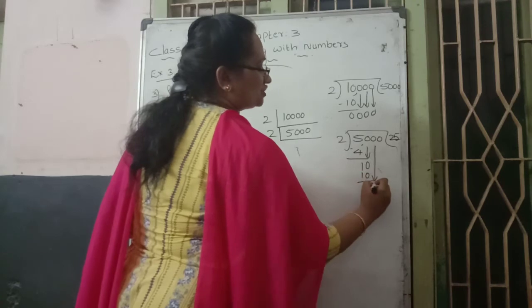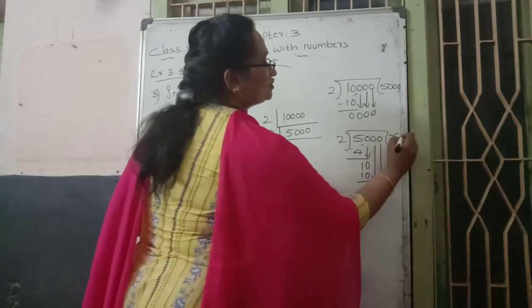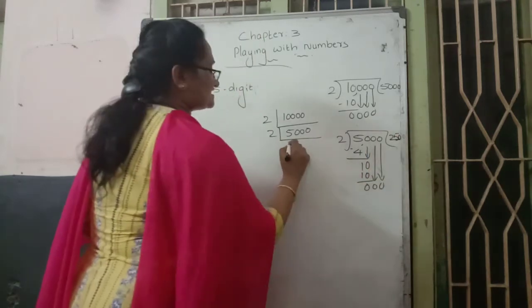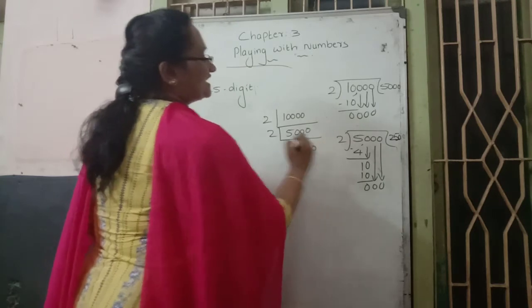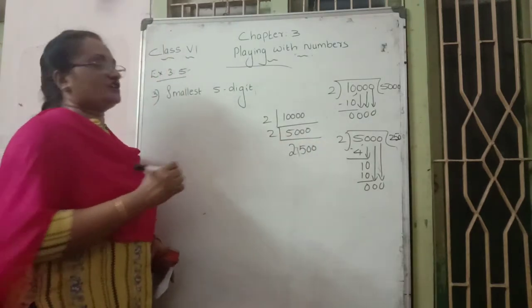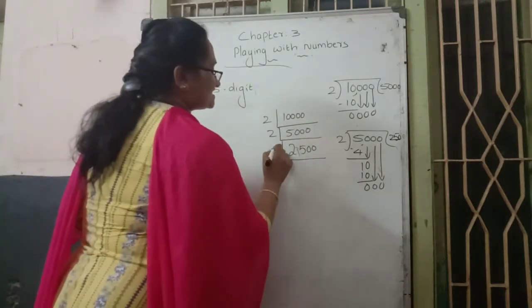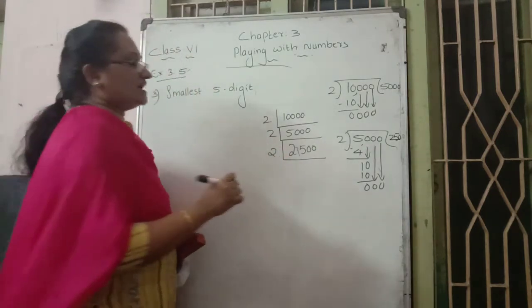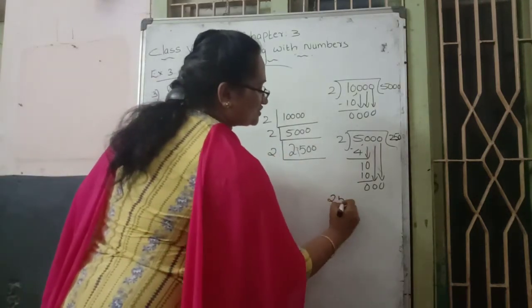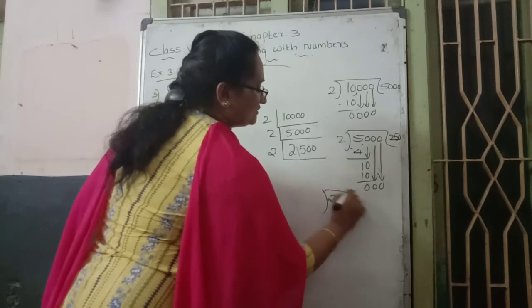Next, 2 zeros are there. Those 2 zeros we bring down. So what is the answer? 2,500 is our quotient. Again we continue. The unit place is 0, that's why it's possible to divide it with 2. So 2,500 is divided with 2.